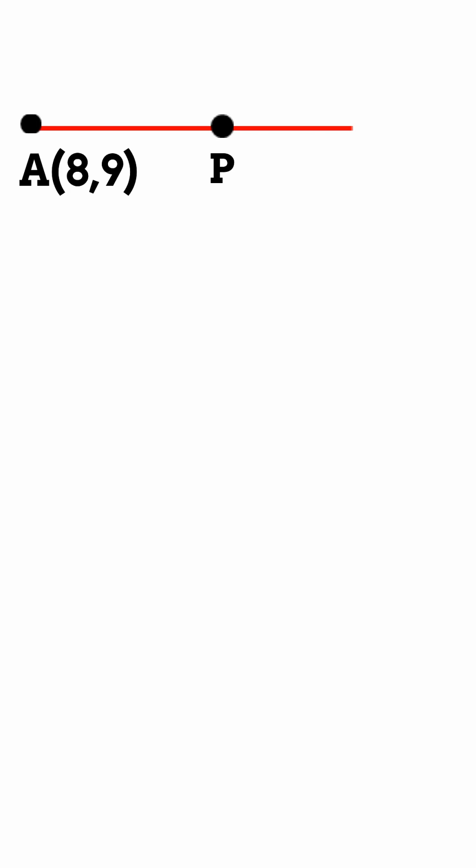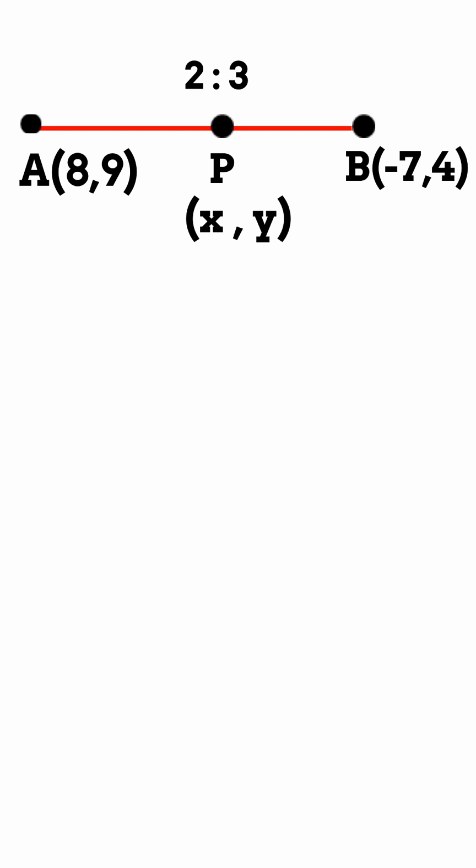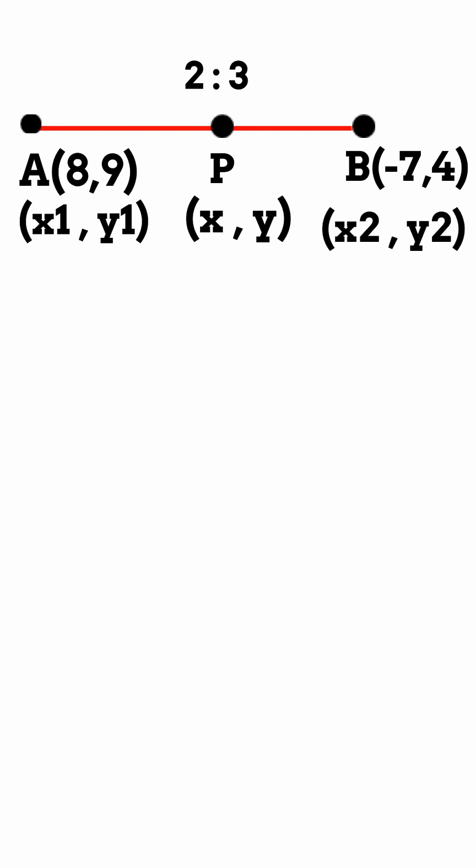Find the coordinates of the point P, which divides the line segment joining A (8, 9) and B (-7, 4) internally in the ratio 2 is to 3. Let the coordinates of P be (x, y), and let's name the coordinates of A as (x1, y1) and the coordinates of B as (x2, y2).